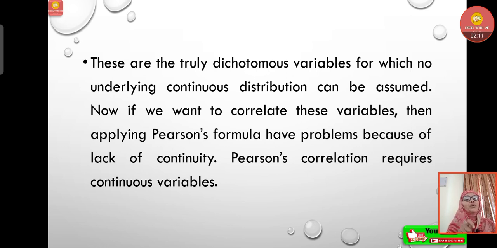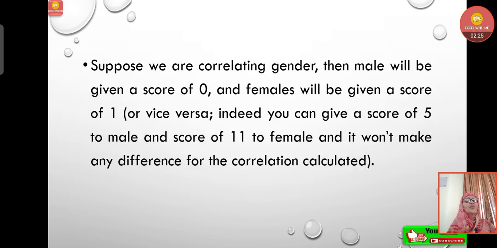These are the truly dichotomous variables for which no underlying continuous distribution can be assumed. Now if we want to correlate these variables, then applying Pearson's formula has problems because of lack of continuity. Pearson's correlation requires continuous variables. Suppose we are correlating gender, then male will be given a score of 0 and females will be given a score of 1, or vice versa. We can give males 1, females 0. Indeed, you can give a score of 5 to male and a score of 11 to female, and it won't make any difference for the correlation calculated.